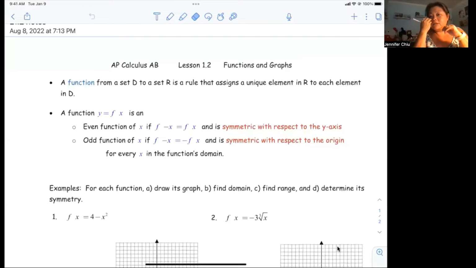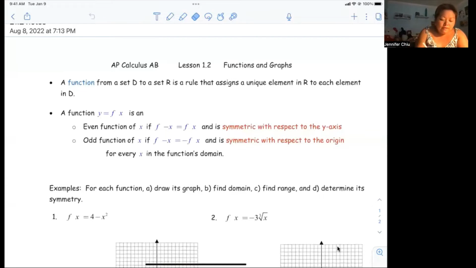All right, so a function is from a set domain, D is domain, to a set R, that is a rule that assigns a unique element in the range to each element in D, in the domain. In simpler words, it means that your domain cannot be repeated. So you cannot have two of your x's being assigned to the same y. You can't have 1, 2 and 1, 3. But you can have two of the same y. So you can have 2, 1 and 3, 1, right? So you can have a nice flat line, but not a vertical line. That's exactly what it's trying to say.